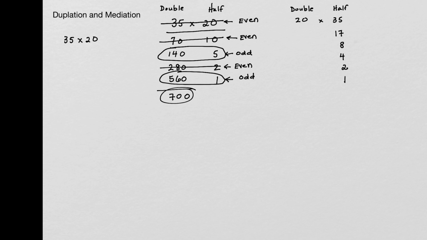Now I'm going to double the 20 column, so that's 20, 40, 80, 160, 320, and 640. So I have to start with the half column because I need to know how many rows to go down. So again, anytime we have an even number, like 8 in the half column, I cross out that row. So the 8 row goes away, the 4 row goes away, and the 2 row goes away. All the other rows, including the 35 that we started off with, are going to stay.